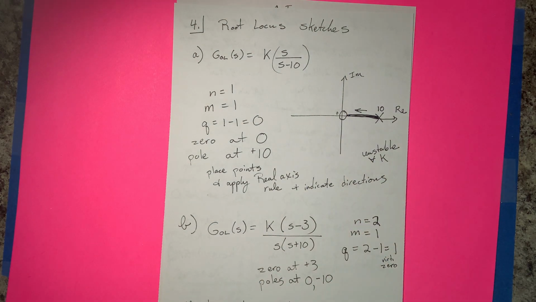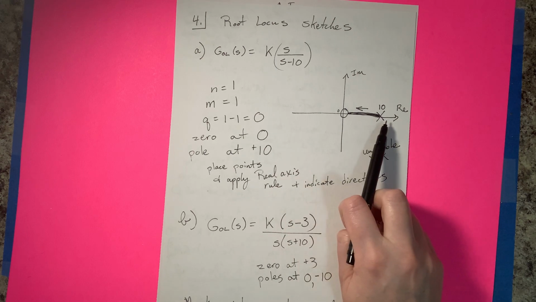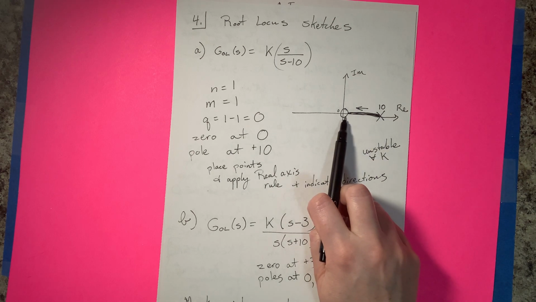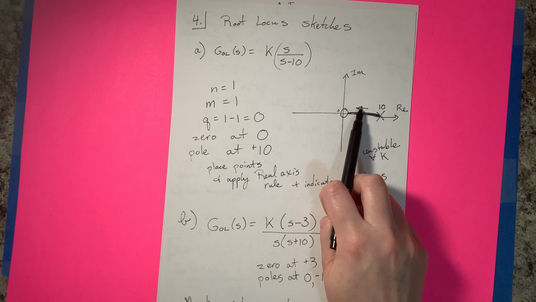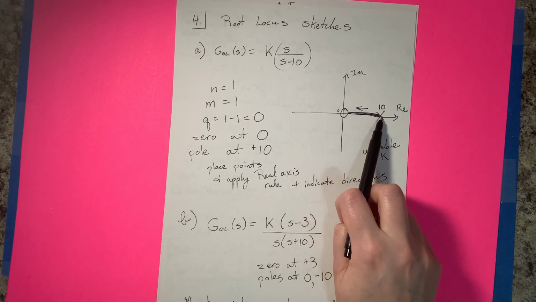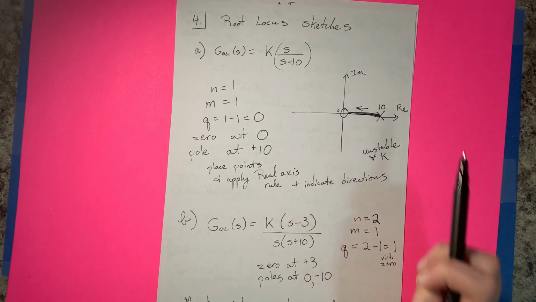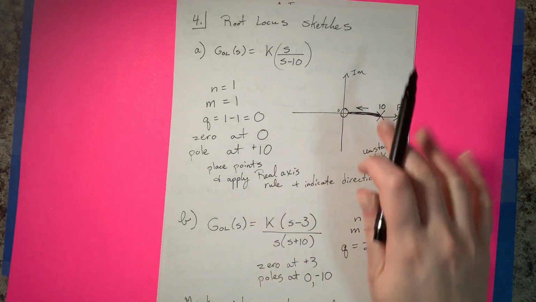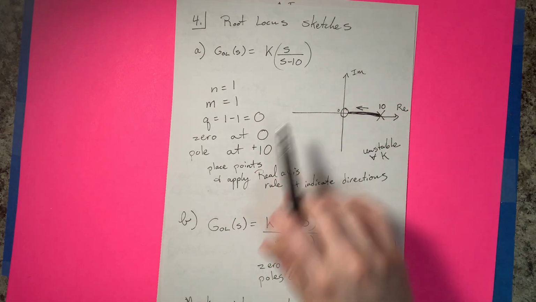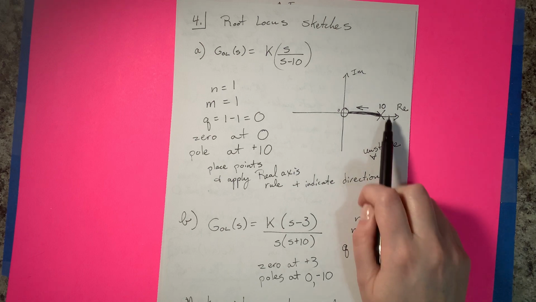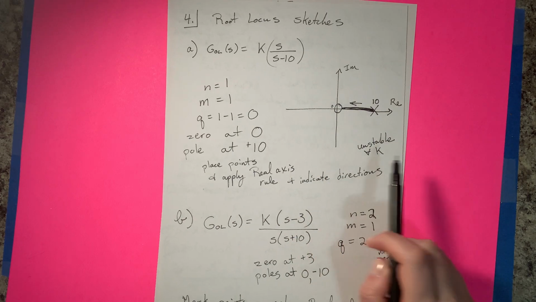Now we know in general the migration paths are that the poles move to the zeros. So that sets our arrow right here. The pole is moving to the 0. We have no virtual zeros, and really there's nothing else to fill in here. So this is our completed locus for part A.